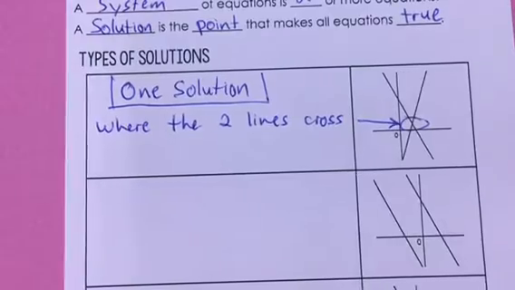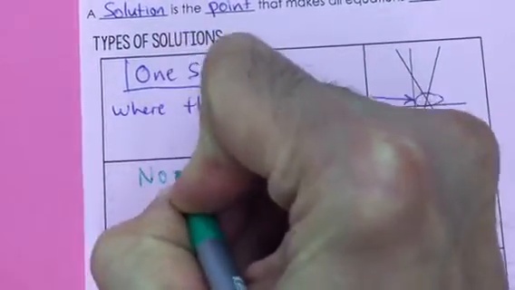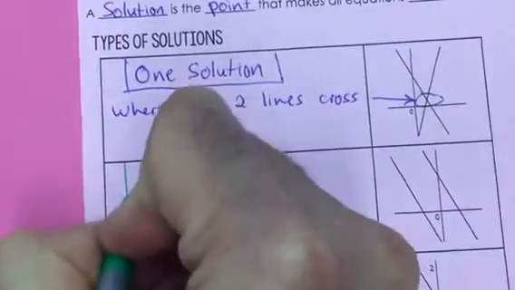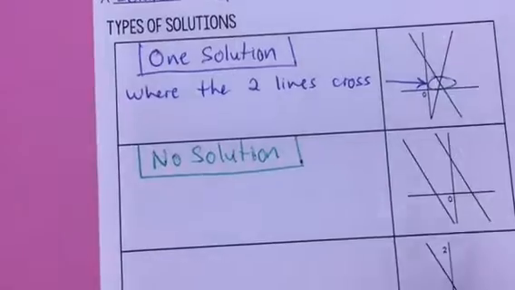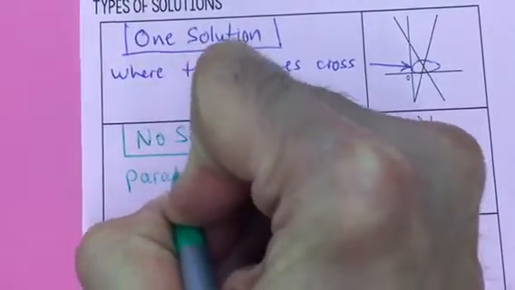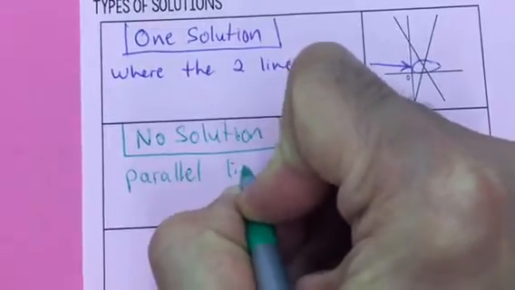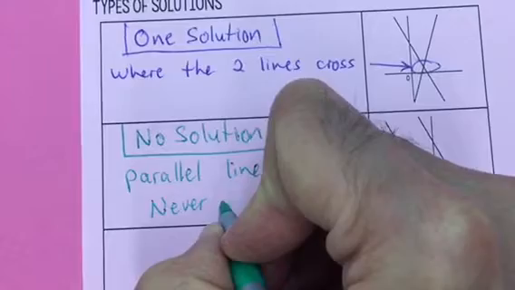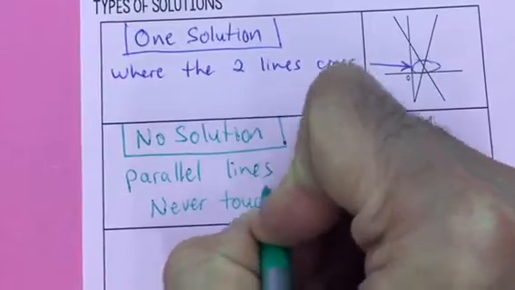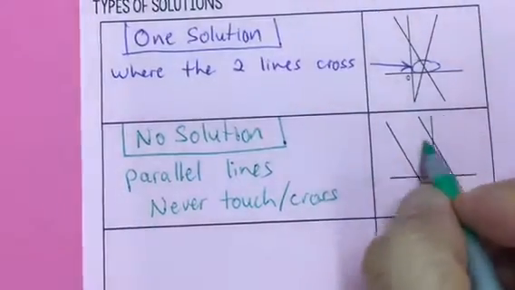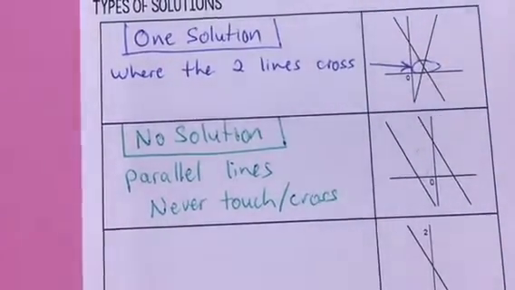The next type of solution is no solution. This happens when you have two parallel lines. They never cross or never touch. So there's no solution.